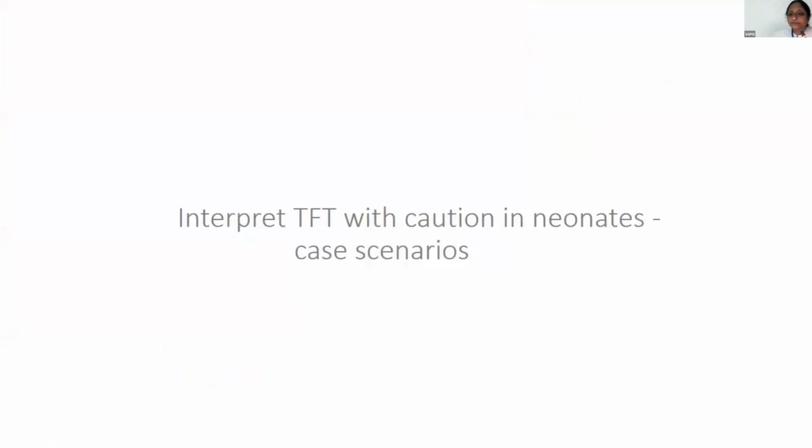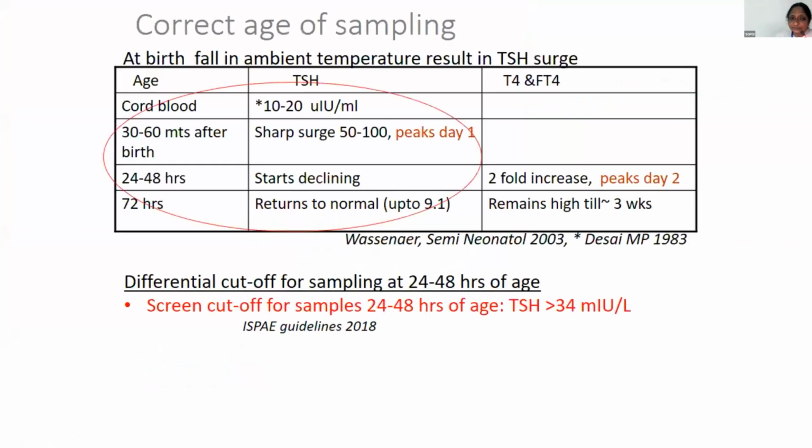So moving on, in congenital hypothyroidism, you need to interpret the thyroid function test with caution. So we will look at a few case scenarios. The first, most important, is to look at the age of sampling. We kept on saying 48 hours, 72 hours, beyond 72 hours. That's because at birth, within 30 to 60 minutes after birth, there is a sharp TSH surge, which peaks on day 1, even up to 100.